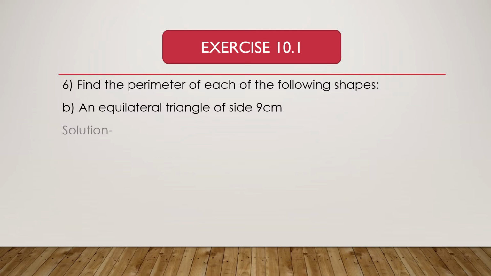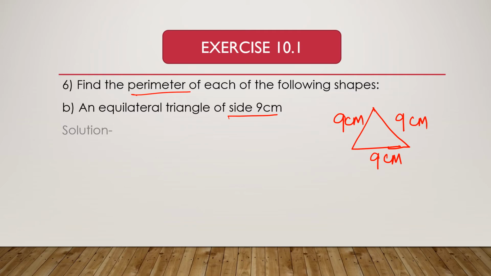Now question number 2, part B. An equilateral triangle of side 9 cm. We have to find the perimeter of the equilateral triangle of side 9 cm. We know equilateral triangle is having equal sides. All 3 sides are equal. That is, this is 9 cm, this is also 9 and this is also 9. In equilateral triangle, all sides are equal.